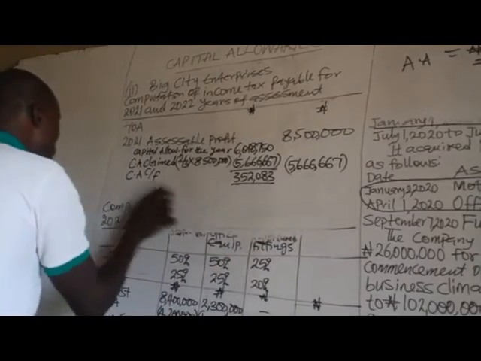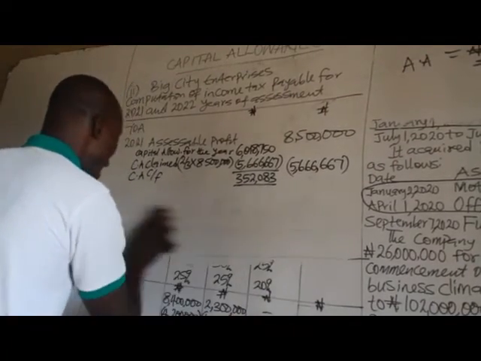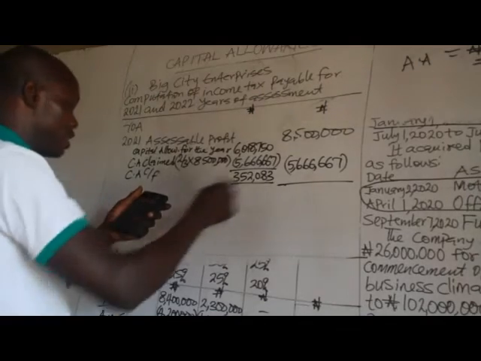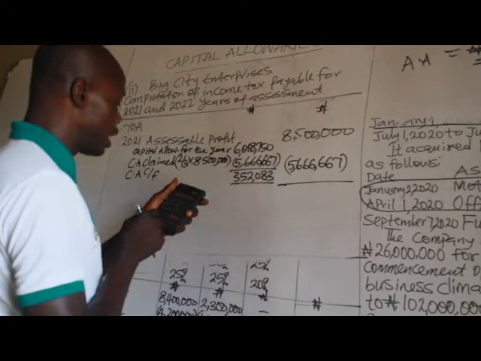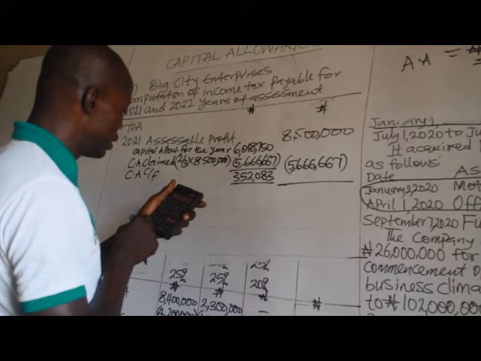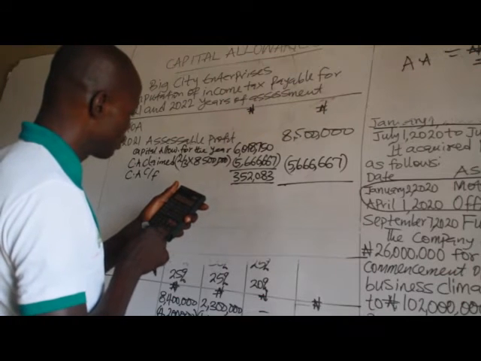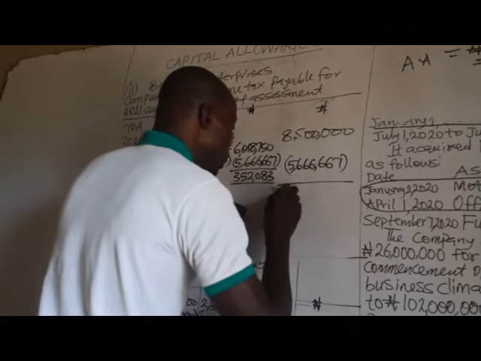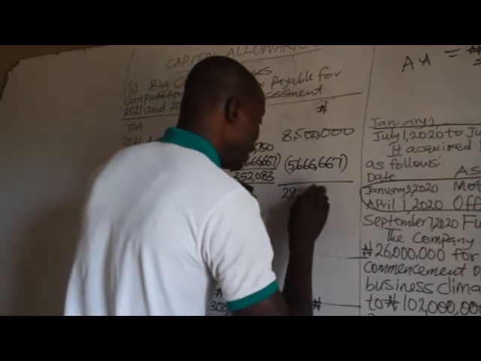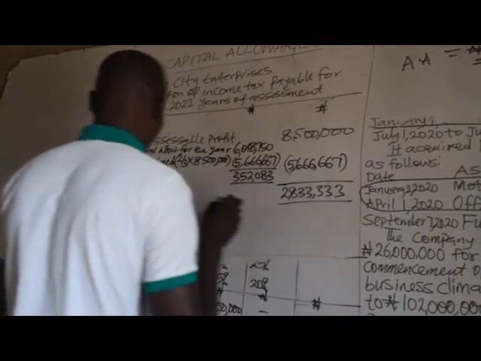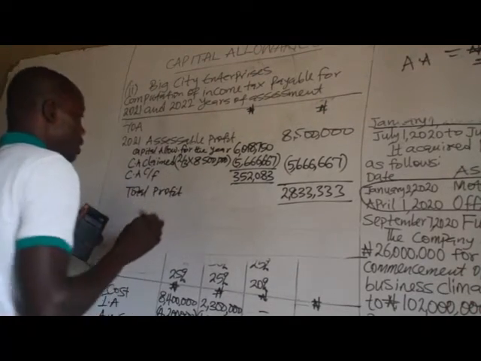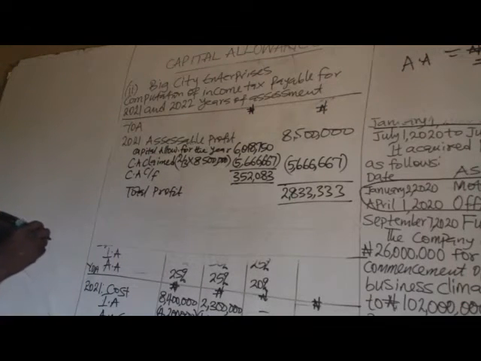Now, how much will the total profit be? Our total profit will be 8.5 million minus 5,666,667. Then we have the total profit to be 2,833,333. So this is the total profit. Then we now have to compute the income tax payable.